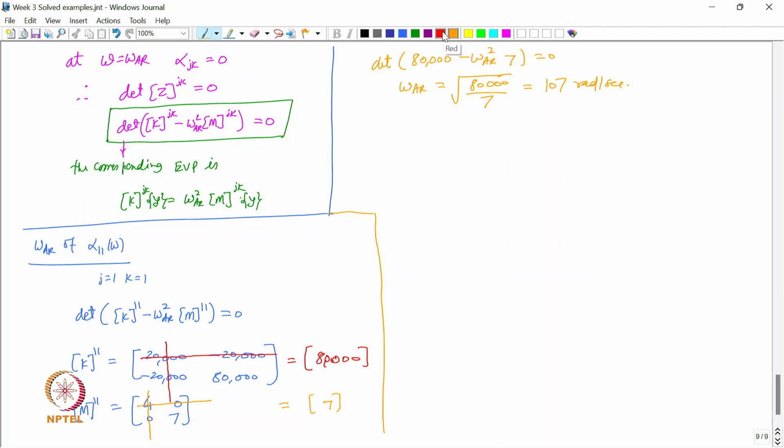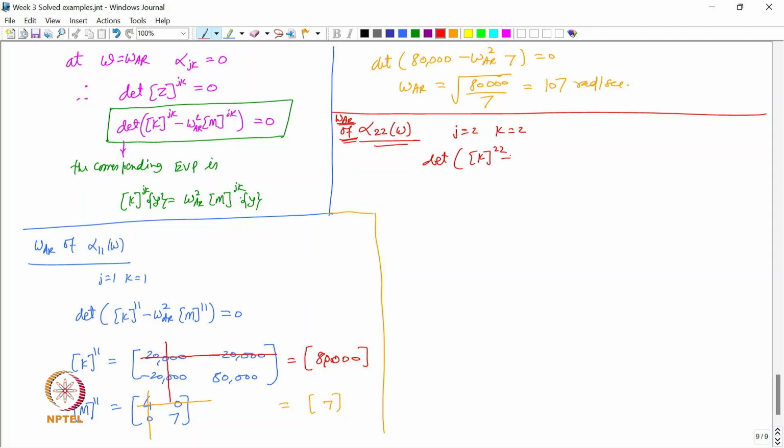Let us now find the antiresonance frequencies for alpha 22, omega AR of alpha 22. So, in this case now j is 2, k is 2, correct. So, our equation becomes determinant of K22 minus omega AR square M22 equal to 0, and let us determine.